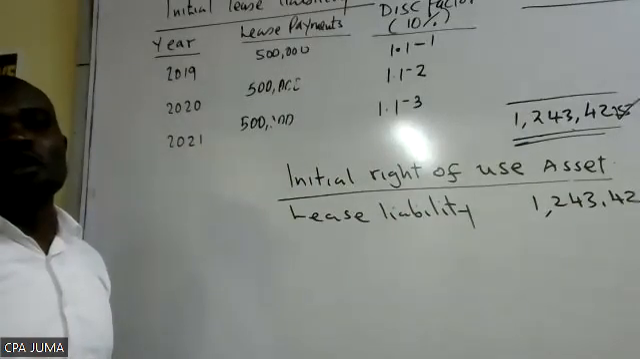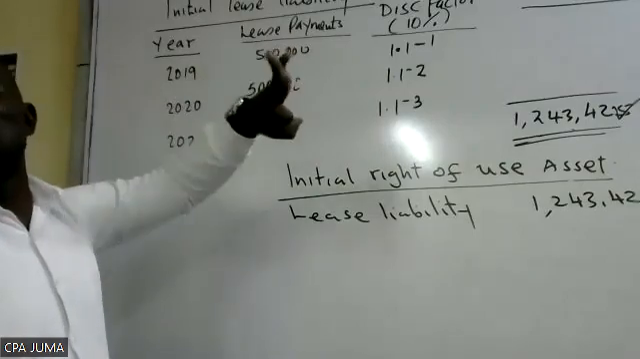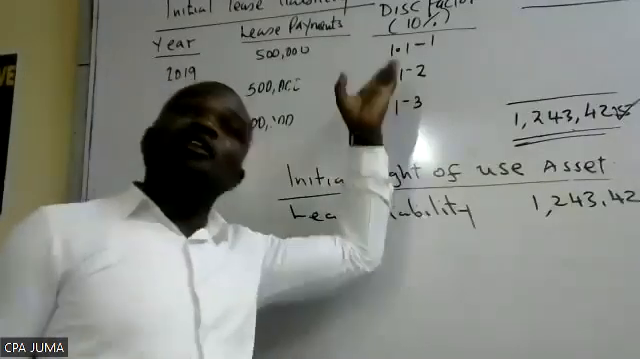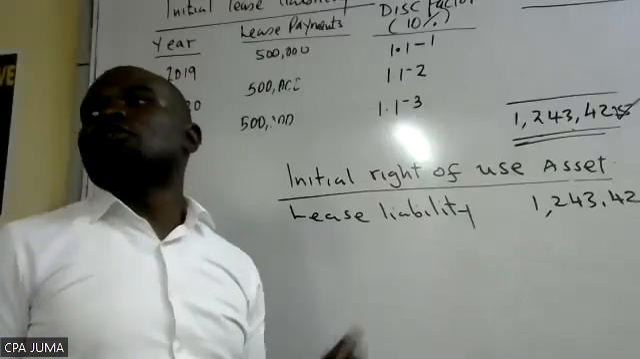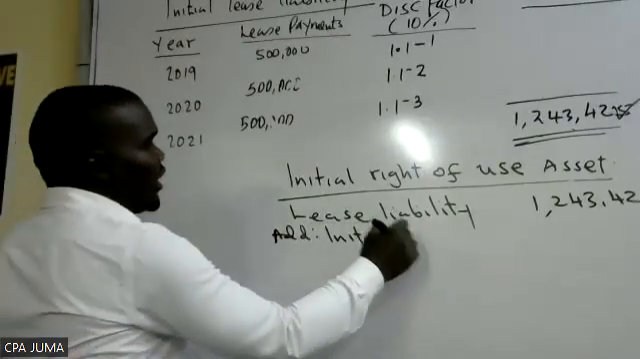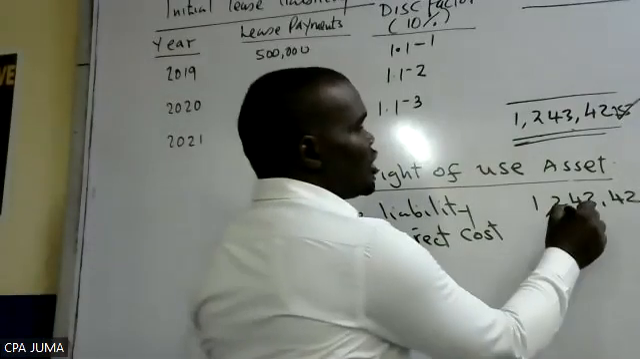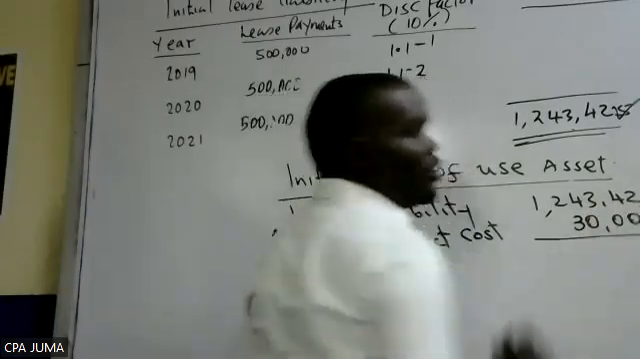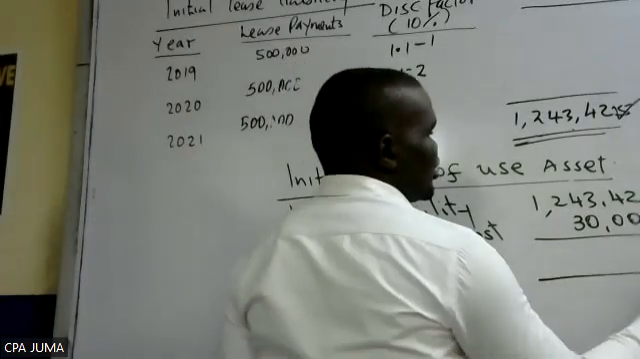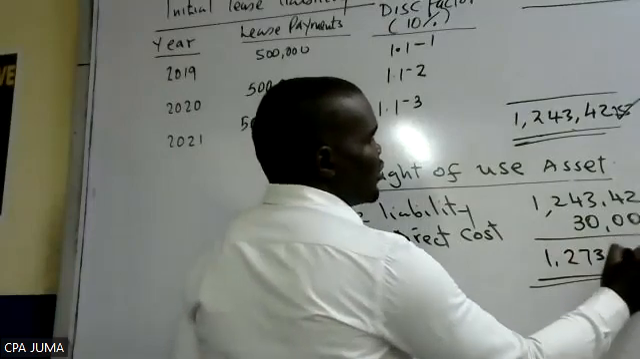But you know, someone who has not come to class will say the total lease liability is 1.5 million, 500 times how many payments? 3. Someone will say it's 500, 500, 500, 3 times, 1.5 million. But you should know that this 500 shall be paid in what? Future. So you have to discount because of the time value of money. Correct. Then you add initial direct cost. We were told they incurred initial direct cost of how much? 30. Therefore, the right of use is the sum. Can you add that for me? You will get how much? 1,273,425. Thank you.